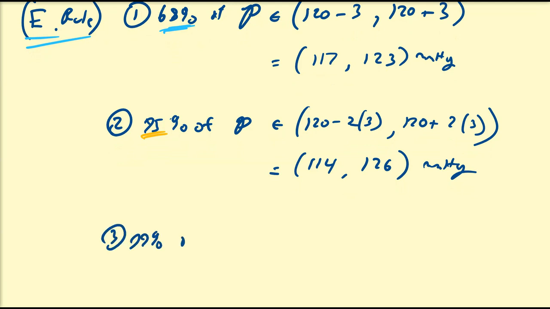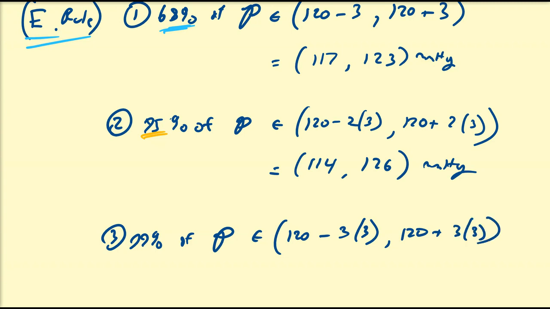Similarly, 99% of the population is going to be within 120 minus, or 99.7%, depending on how accurate you want, 3 standard deviations, comma, 120 plus 3 standard deviations, which is going to be equal to 120 minus 9, which is 111, and 120 plus 9, which is 129 millimeters of mercury. Therefore, there's a 99.7% chance that a randomly selected person from the population will have a blood pressure between 111 and 129.